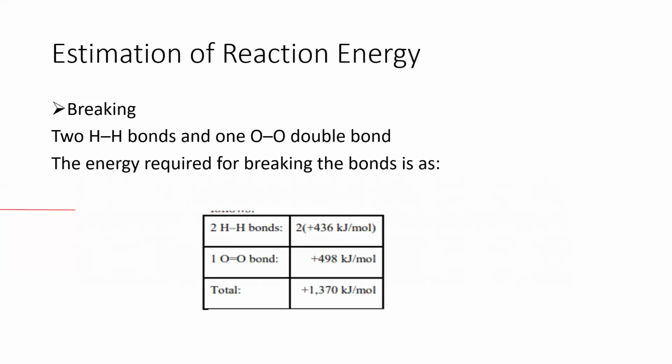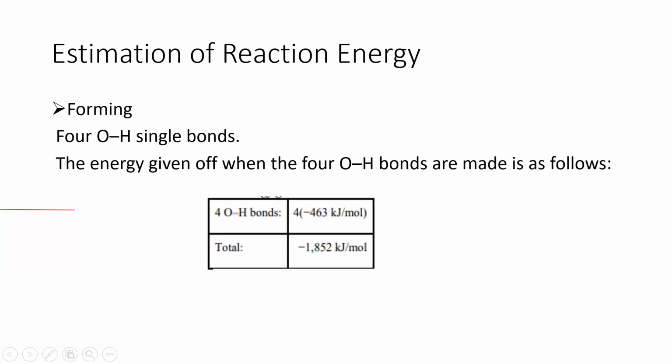All right, so now let's see. Hydrogen-hydrogen bonds and the oxygen double bond, right? The energy required for breaking the bonds is as follows. 2 hydrogen bonds, so we have 436 kilojoules per mole, 2 of them, we multiply them. 1 oxygen double bond, we have 498 kilojoules. So then you add them up. So there's the total energy here.